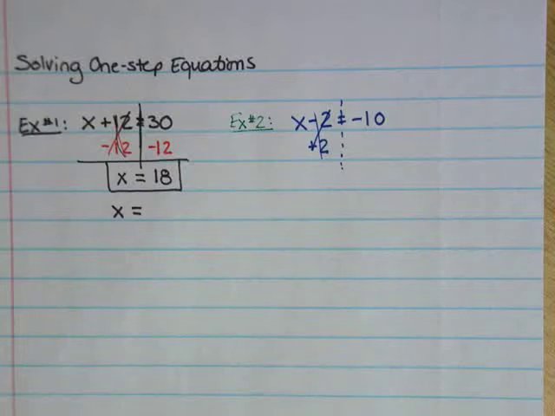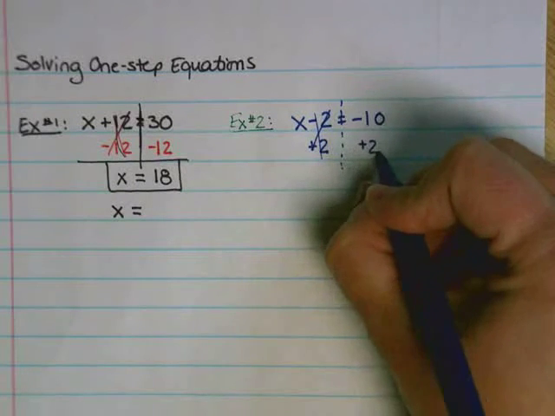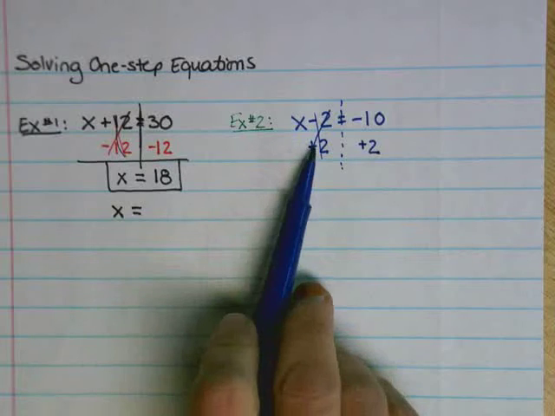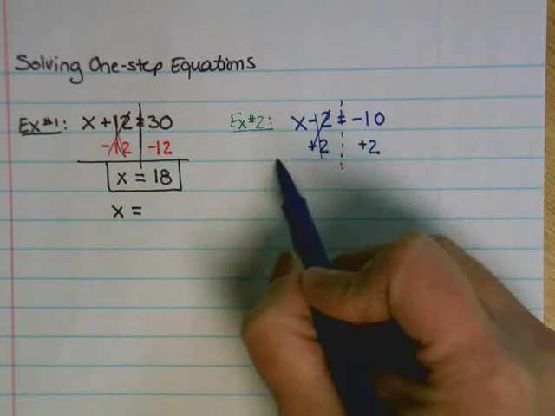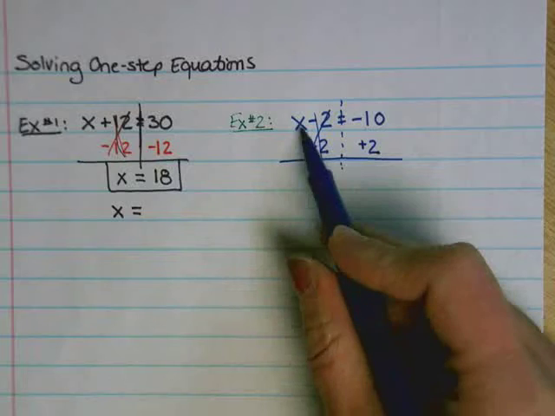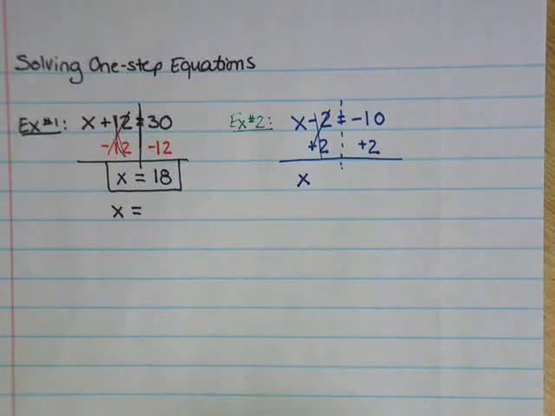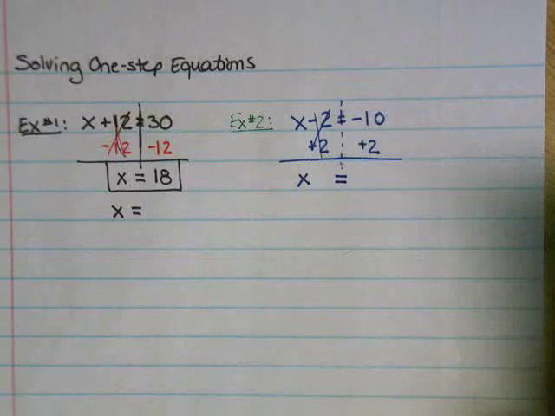Bye-bye. See ya. But whatever I do on one side, I have to do on the other side. So if I'm adding 2 here, I also have to add 2 here. And now I'm going to draw a line and just see what I have left after that process. All I have over here left is an x. That minus 2 went bye-bye. Bring down my equal sign.